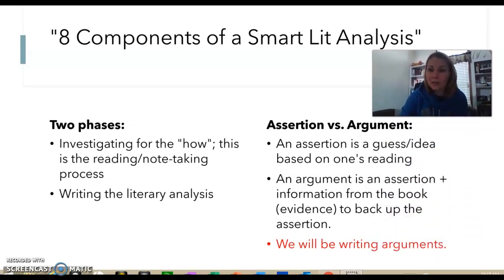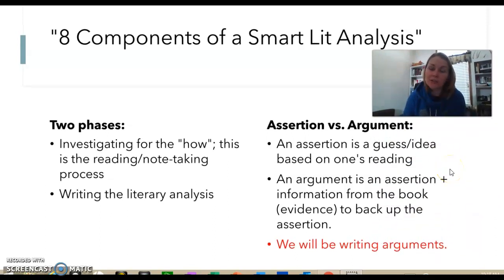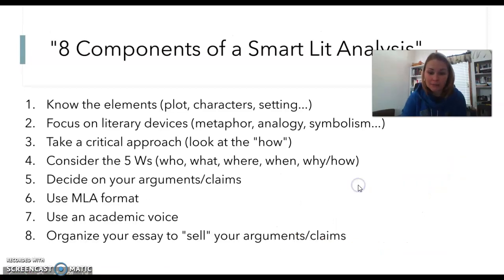Once again, we are looking at the difference between an assertion and an argument. We are focusing on an argument, just like we were in our essay number 1. So an assertion is kind of, I have this idea about this, I think it might be true. The argument is where you back it up with your facts. So keep in mind, with this literary analysis, once again, we will be having an argument or a claim that is based off of evidence from the book that you read.